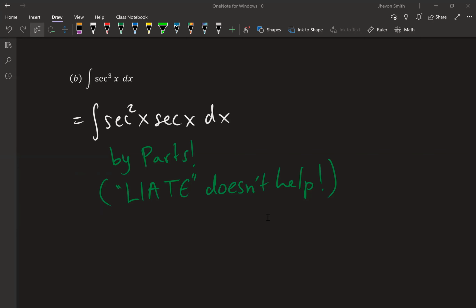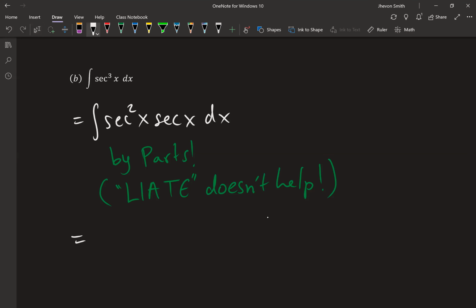Which can we integrate more easily, secant squared or secant? Which is the easier integral? Secant squared is a nice one because the integral is tangent. You get a trig function with a lower power, one little nice guy. So break it up into that.